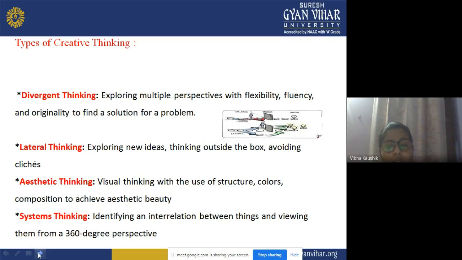Now, identifying the interrelation between things and viewing them from a 360-degree perspective means you will be able to solve that problem, and it helps you solve problems in a new and different way. And when you are using these things, it means you are thinking creatively, in a different manner from other people.